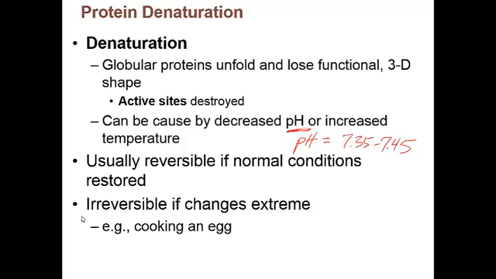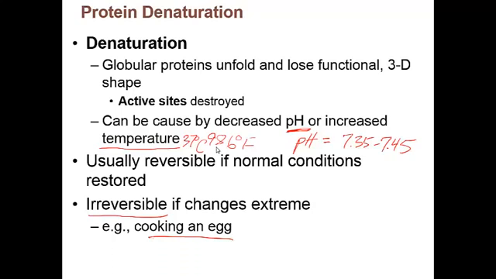An example of irreversible damage is when you cook an egg, it actually changes its nature into something else. So in the body, the pH needs to be maintained as well as the temperature, which needs to be maintained at 98.6 degrees Fahrenheit or 37 degrees Celsius. When this changes even a little bit, then that can denature very important proteins.